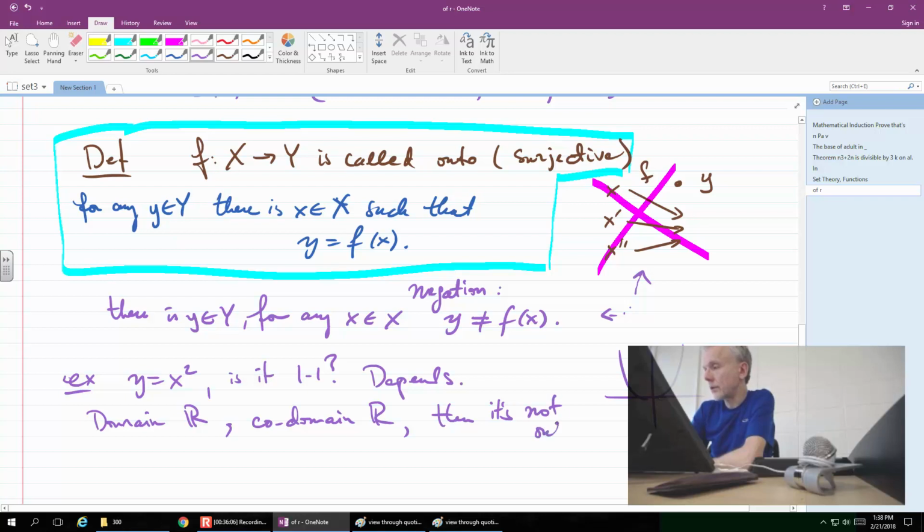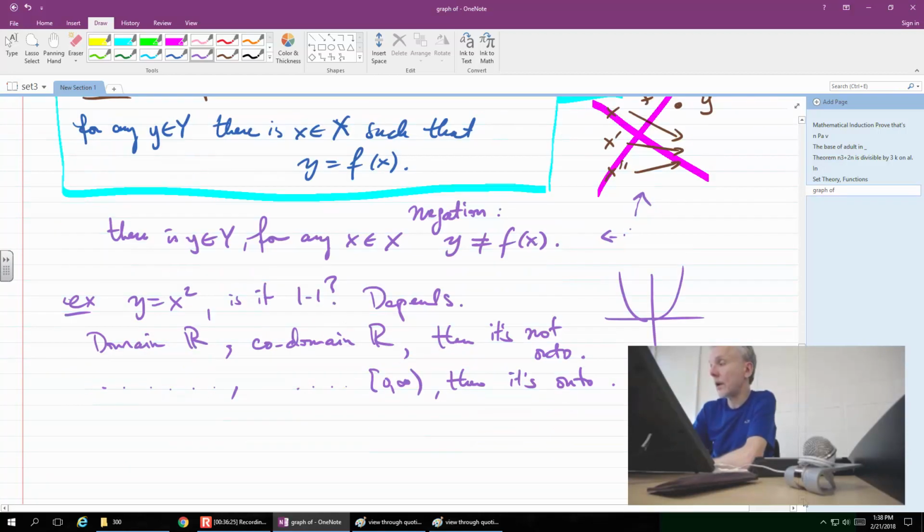So then it's not onto. But if you just reduce the codomain, so the domain is R and the codomain is the numbers from 0 to infinity, then yes, it is onto. So a simple trick, and you have a different situation. It depends on the circumstances. However, no matter what you do, in either case, it's not one-to-one. You cannot tweak the domain and codomain without it.